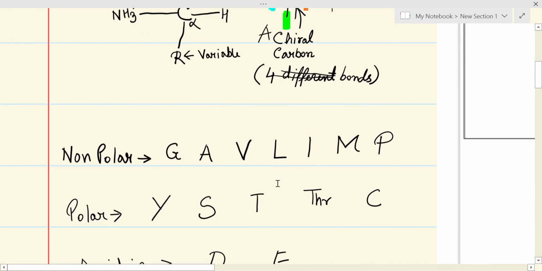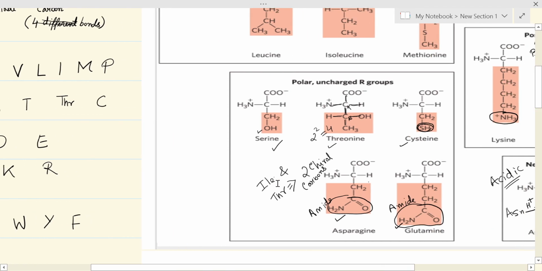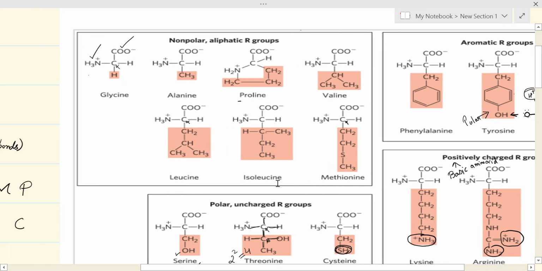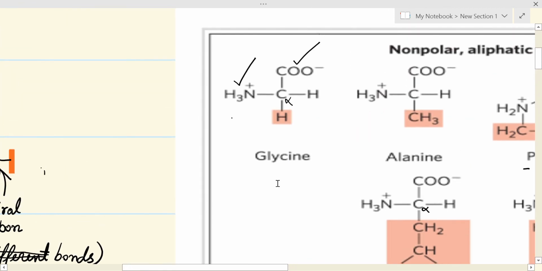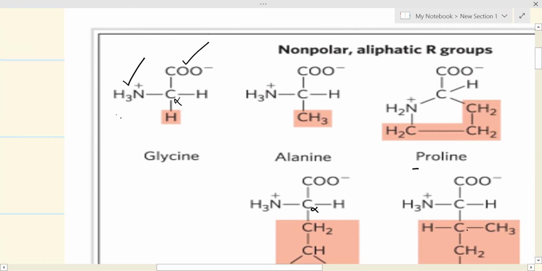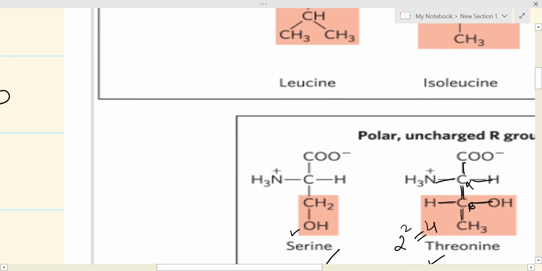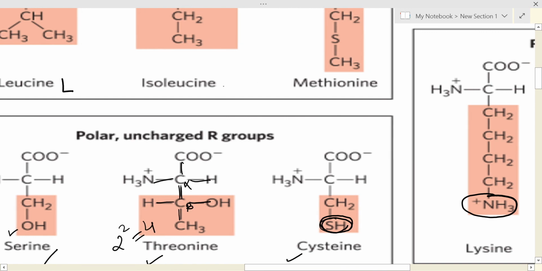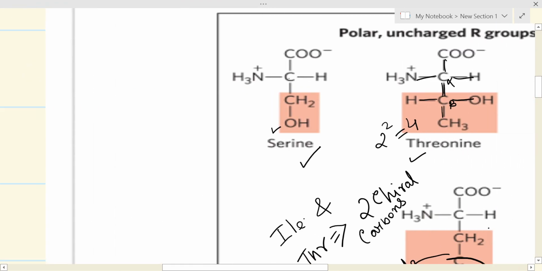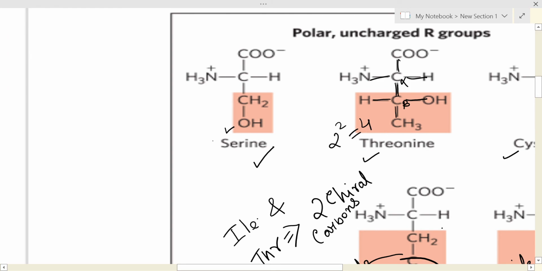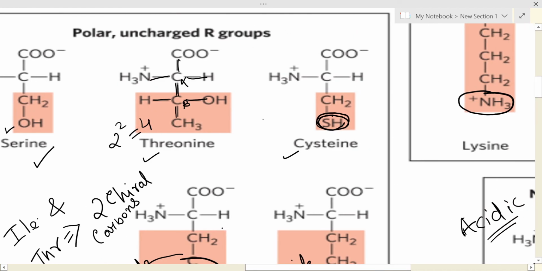So before I end this video, let me write down the single letter codes adjacent to these amino acids so that you can note them down. For glycine it is G, for alanine it is A, for proline it is P, for leucine it is L, for isoleucine it is I, for methionine we have M, then for serine we have S, for threonine we have T, cysteine C.